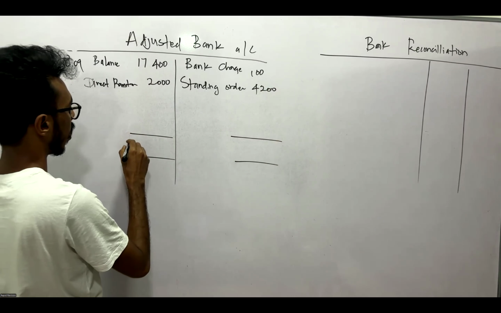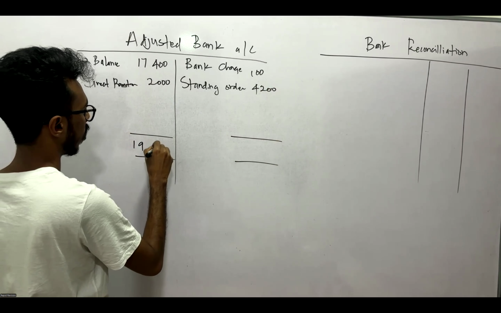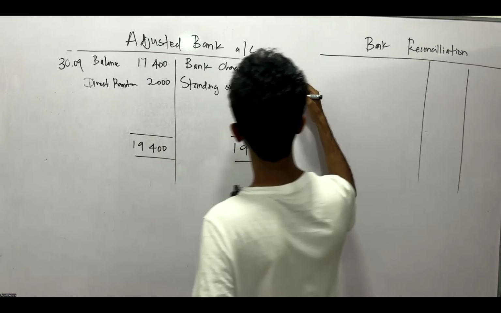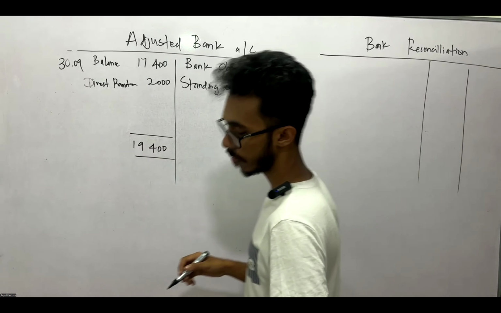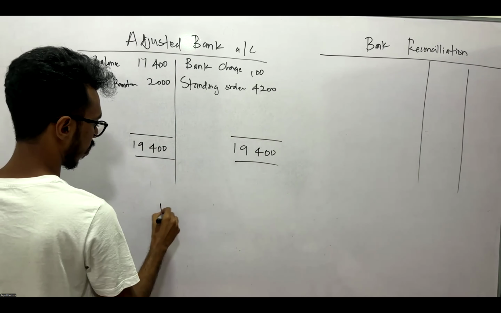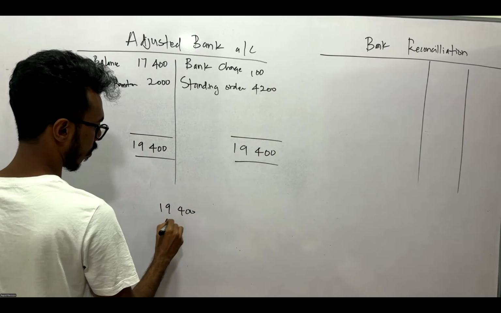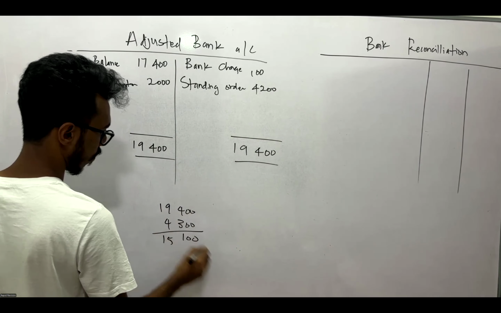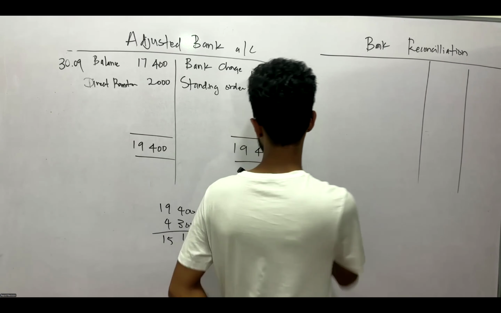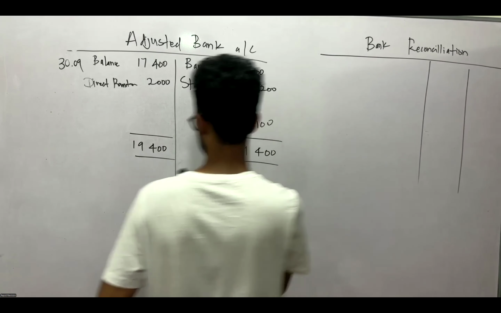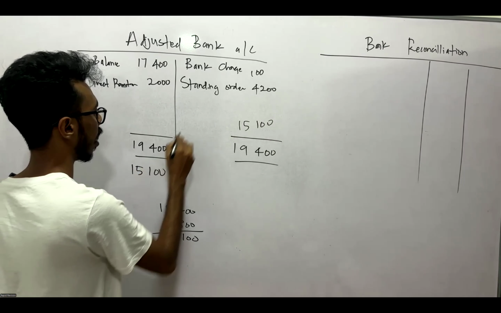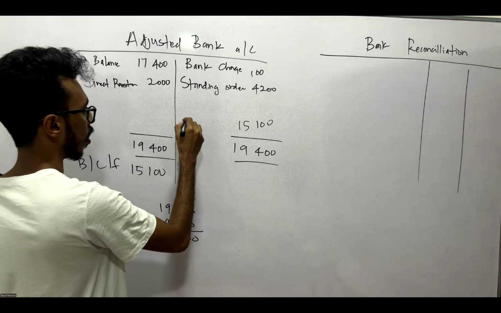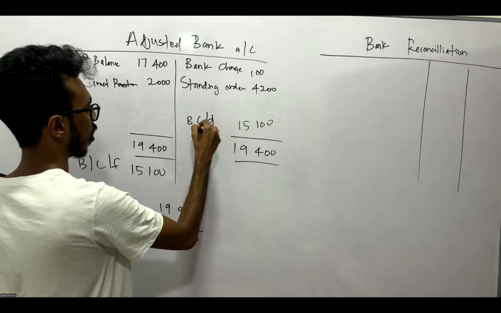So this column would be 19,400. This will be 19,400. Then here it is 4,300. 19,400 balancing. 4,300 around here. This is 100. This is 50. So take these values, right? I have to take this balance here as balance carried forward. This is balance carried down.